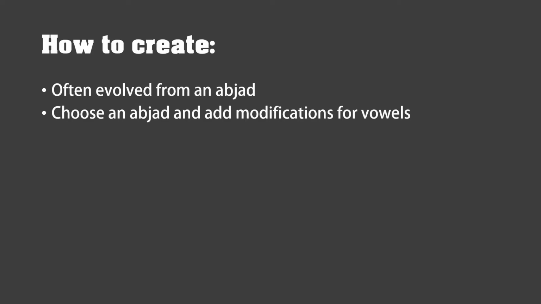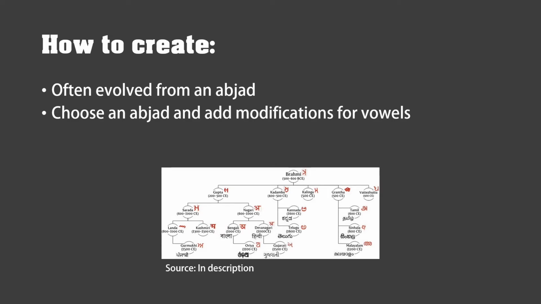So how do we create one of these? Well, they often evolved from an abjad, which we'll cover next. So you choose an abjad and add modifications for vowels. It's quite simple there. And here's a small family tree of different alphabets, and examples of how they've evolved into their different letters appropriately.